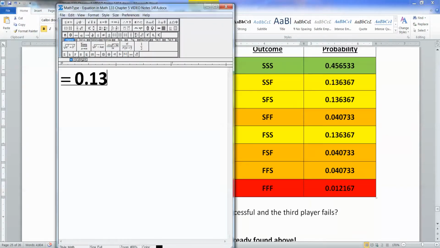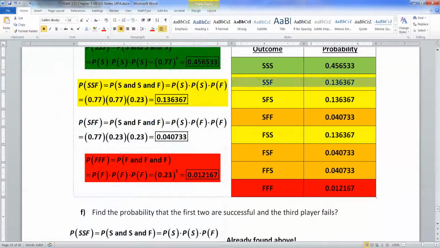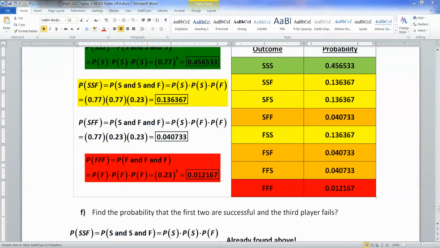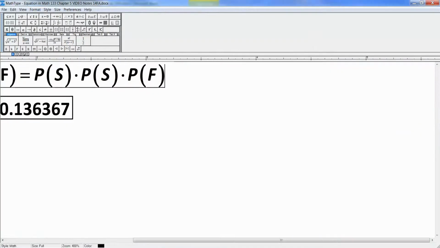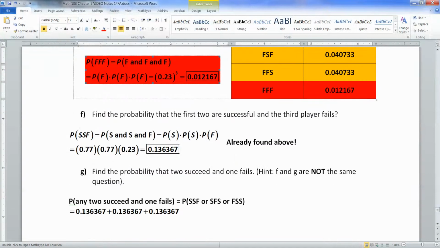So let me write that out. So it's 0.136367 plus, and then the next one, 0.136367, but you're adding them this time. You're not multiplying because it's an OR problem. OR means you get to add. AND means that you multiply. So up here, when I was just doing SSF, right here, I want the probability of the first one succeeding and the second succeeding and the third one failing. So I multiply. But down here for this one, I want either SSF or SFS or FSS. So I want to add those probabilities.